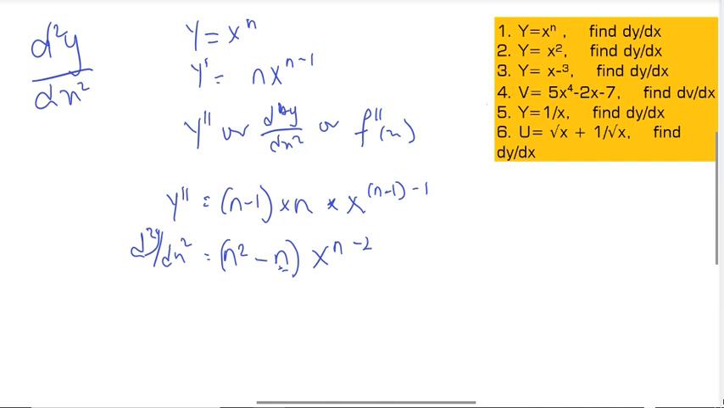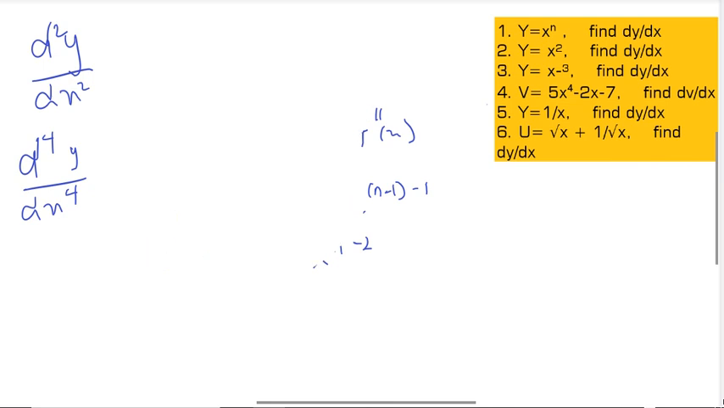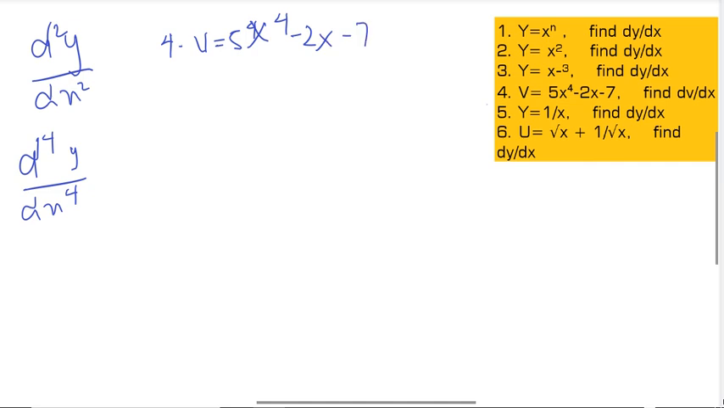Now they could also take it up a notch and ask you to find d raised to power 4 y over dx raised to power 4. So this one just means that you should differentiate it 4 times. Very, very simple. So I'm going to use question 4 to illustrate this one. The number that you are being given will determine where you will stop, right? So now for number 4, where we have v is equal to 5x raised to power 4 minus 2x minus 7, right? They're asking us to find d raised to power 4 v over dx raised to power 4. So very simple. We're going to first differentiate it the first time.